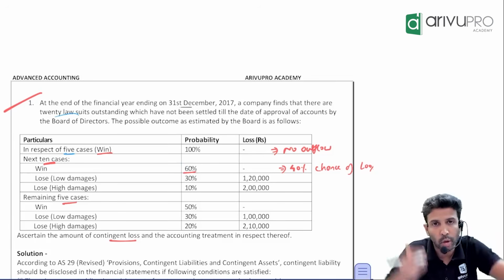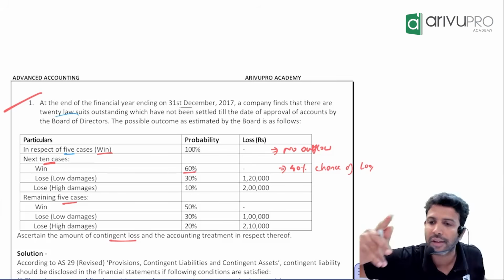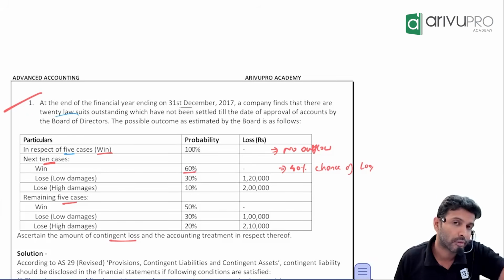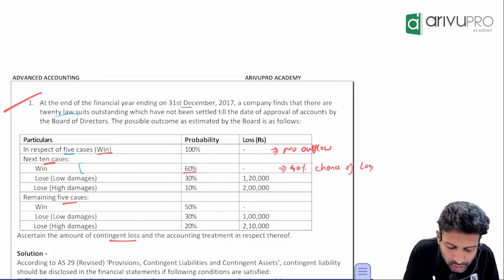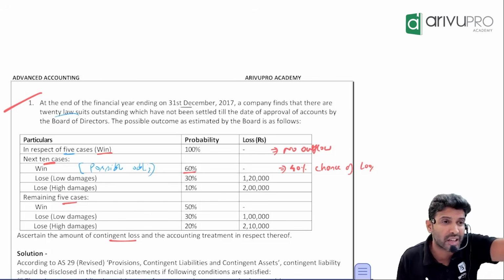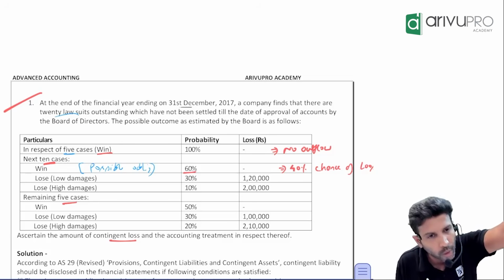40%. So only when you lose the case, there will be an outflow. What is the outflow chance? 40%. With 40%, is it a probable obligation or is it a possible obligation? So this is a case of possible obligation. For possible obligation, provision or contingent liability? Contingent liability. Yes, sir. Okay.